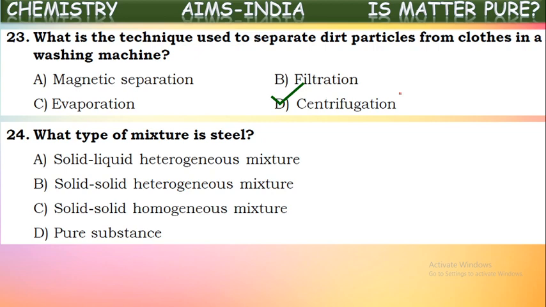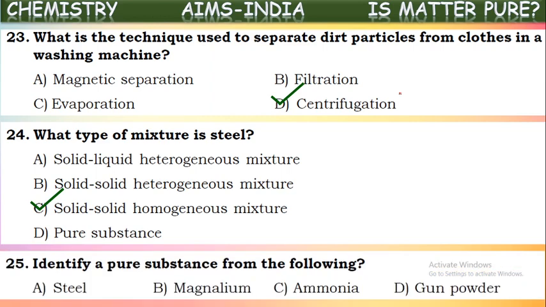What type of mixture is steel? We know steel is a mixture of solid components. Generally, iron is mixed with some other metals like nickel, chromium, and some carbon. These all are mixed, so a solid homogeneous mixture is formed in the formation of steel. So, steel is a solid homogeneous mixture. Next question.